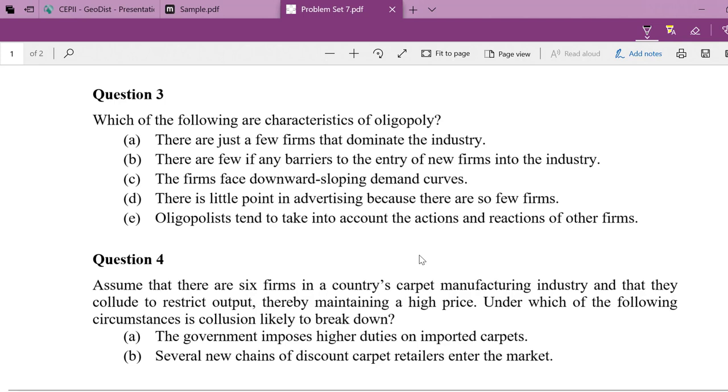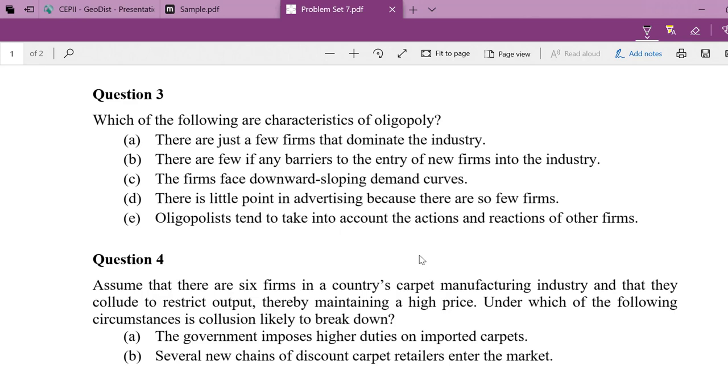Which of the following are characteristics of oligopoly? A. There are just a few firms that dominate the industry. Is this a characteristic? Yes. Few firms usually. They dominate the whole industry. Exactly. B. Is it yes or no?